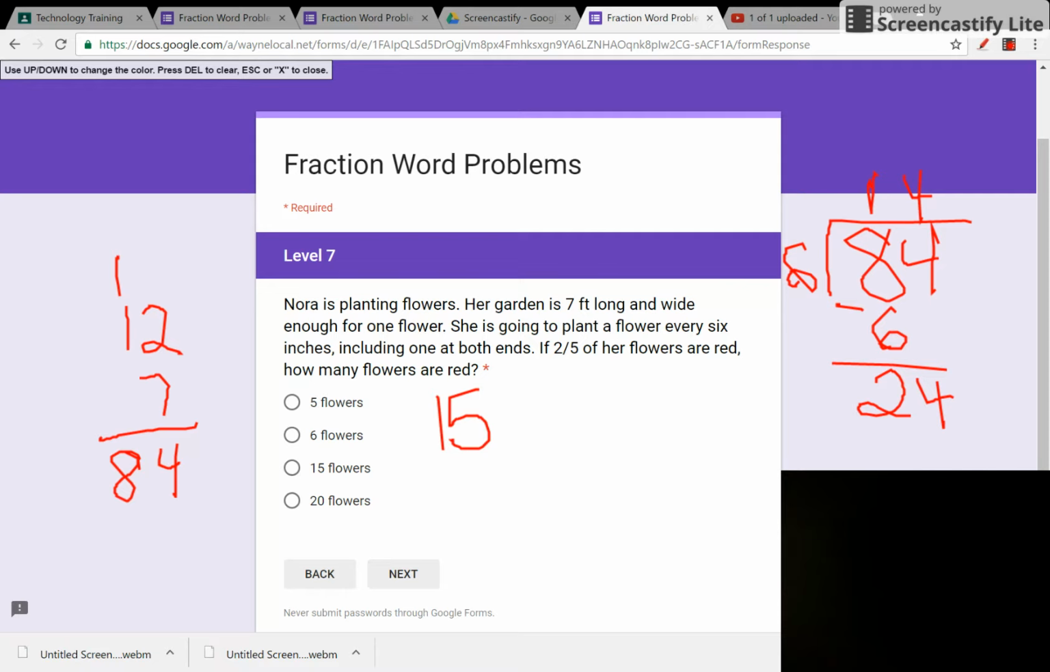Well, 2/5 of tells you you're going to multiply by 2/5. 5 goes into 15 3 times. Multiply across, and you would get a total of 6 flowers.